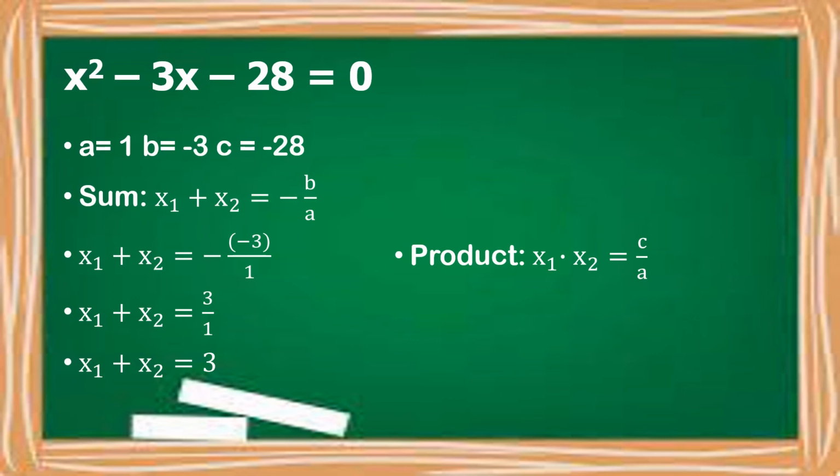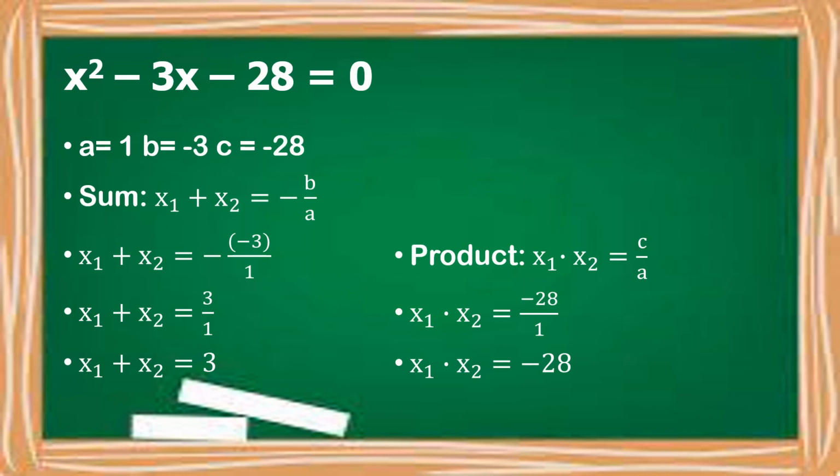For the product of the roots, our formula is c over a. C is equal to negative 28. A is equal to 1. So let's substitute the values. We have negative 28 over 1. Negative 28 over 1 is equal to negative 28. So the product of the roots is negative 28.